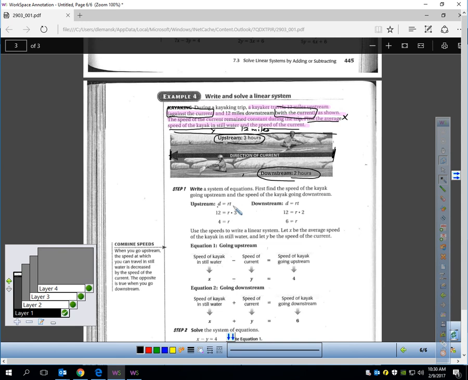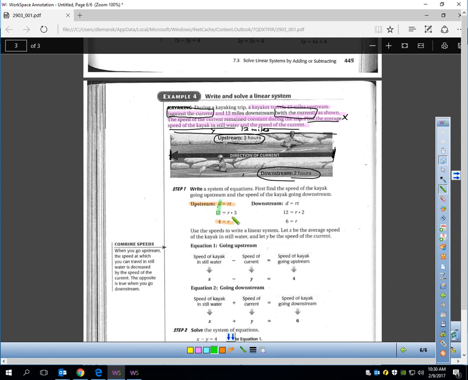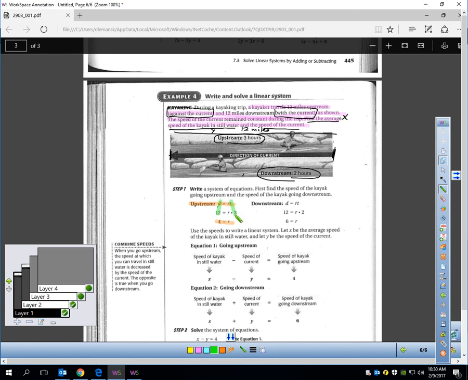Distance equals rate times time. So on the way there, it was a 12-mile trip, which I'll highlight here, 12-mile trip. The time was 3 hours, so 3R would equal 12. So we must have had an actual speed of 4 miles per hour on the way there. Let me write that in here, 4 miles per hour.